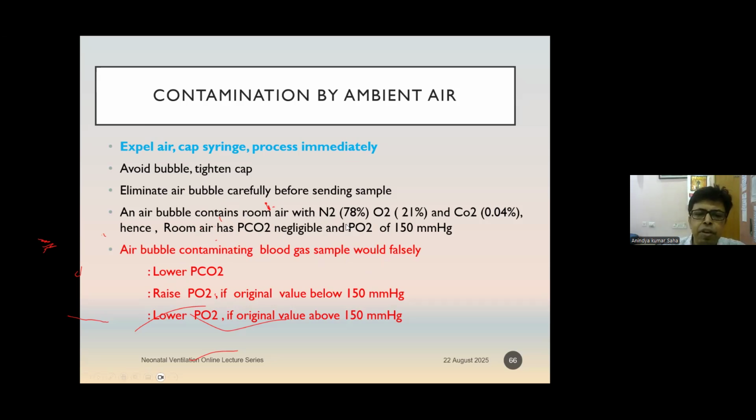Again, the PO2 of room air is normally 150. If the original value is below 150, it will erroneously show a higher PO2, and if the original value is above 150, it will show a lower PO2 due to the diffusion effect. So any air bubble in the blood sample will cause an erroneous result. We have to expel the air, avoid bubbles, tighten the cap, and process the blood immediately.